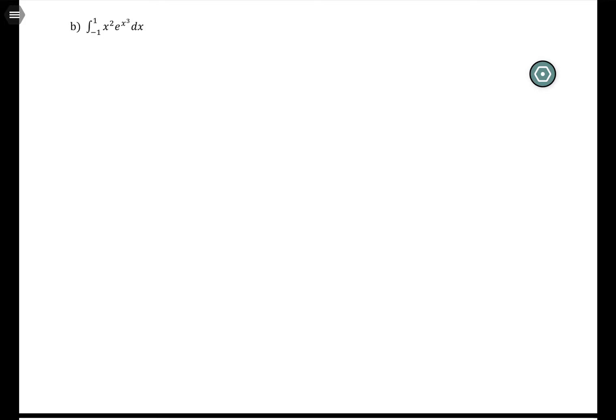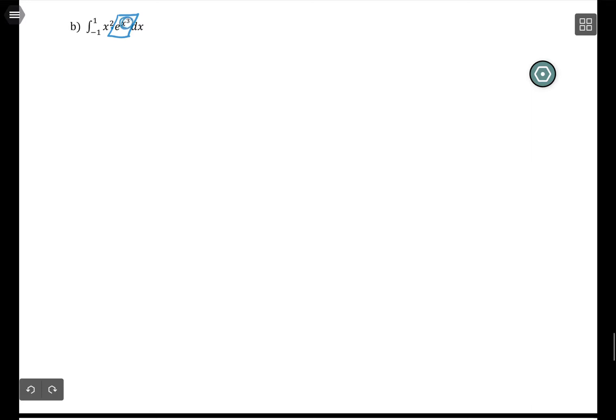Okay, one more definite integral with substitution, this time with good limits of integration. So I'm looking again for a composition and hopefully the derivative of the inner function showing up as well. So I have an x squared times e to the x cubed. The composition is the fact that e isn't just raised to the x, it's raised to the x cubed.